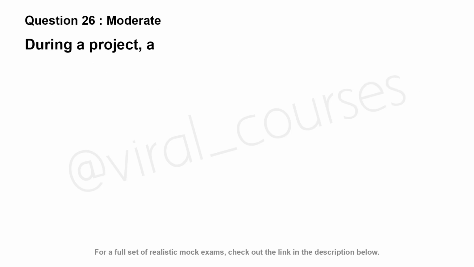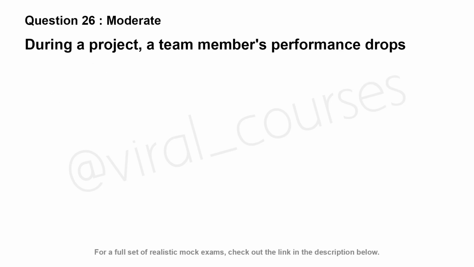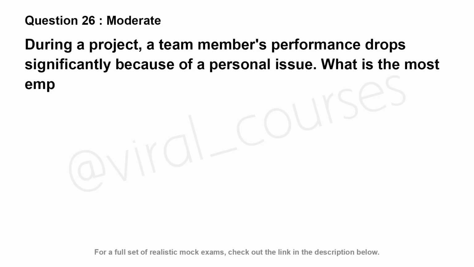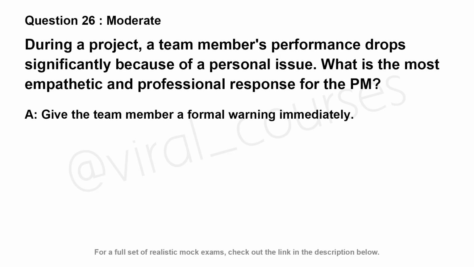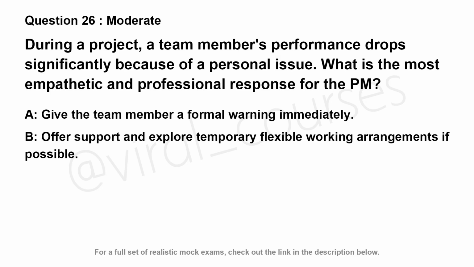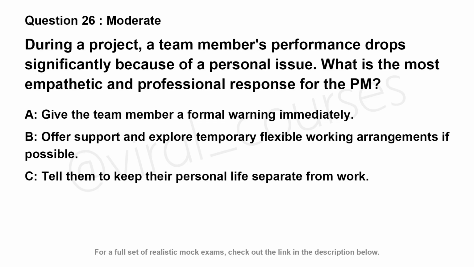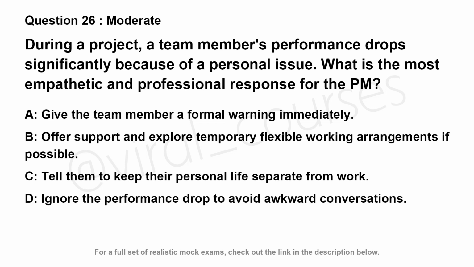During a project, a team member's performance drops significantly because of a personal issue. What is the most empathetic and professional response for the PM? Option A. Give the team member a formal warning immediately. Option B. Offer support and explore temporary flexible working arrangements if possible. Option C. Tell them to keep their personal life separate from work. Option D. Ignore the performance drop to avoid awkward conversations.